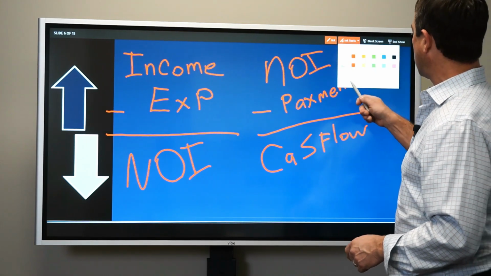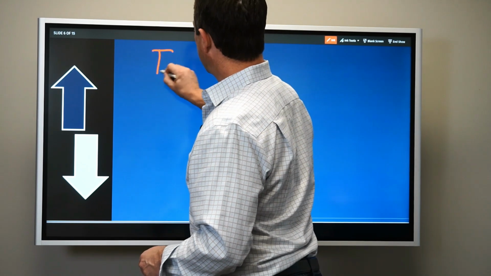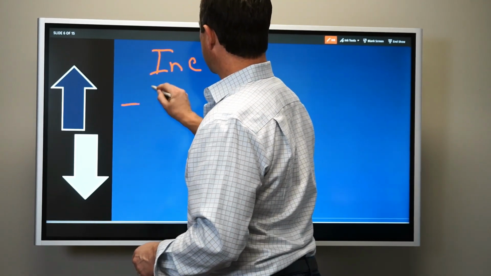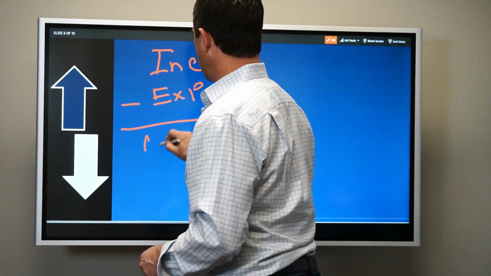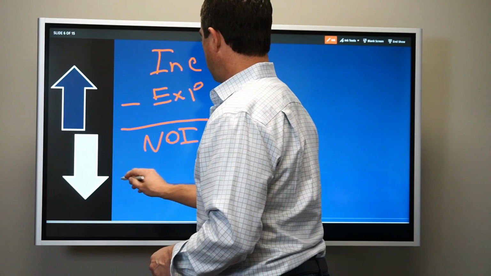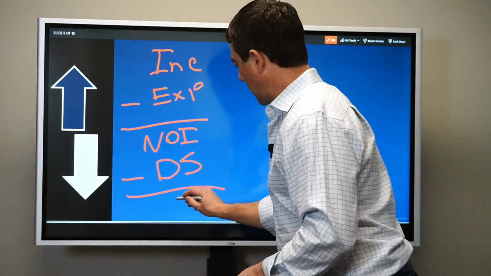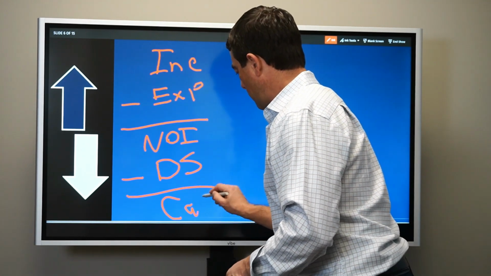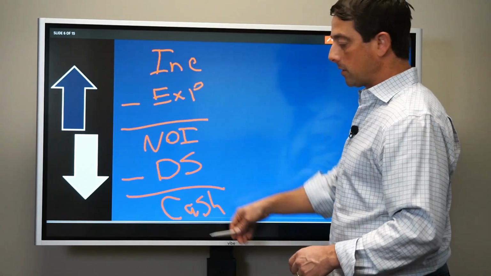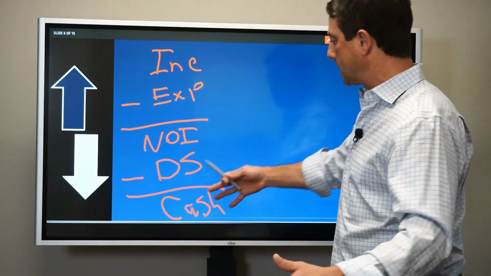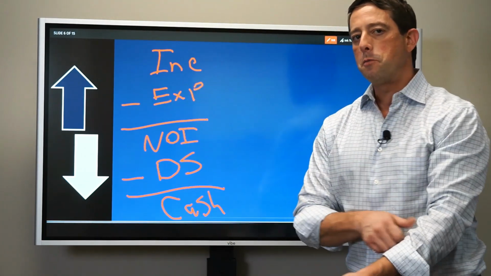I tell you what I'll do. I'll clear this. We'll start all over again. So we have income. We'll do income minus expenses equals NOI. NOI minus debt service equals cash flow. All right, cash flow. There you go. And that's roughly the formula for calculating all real estate from single family to multifamily to commercial. It's going to follow this basic formula.